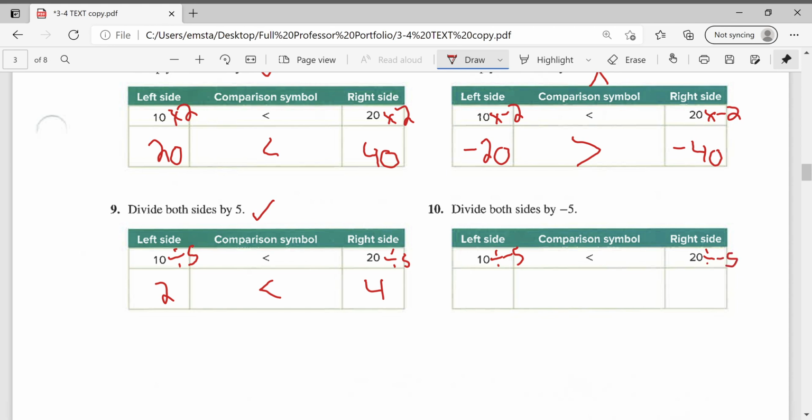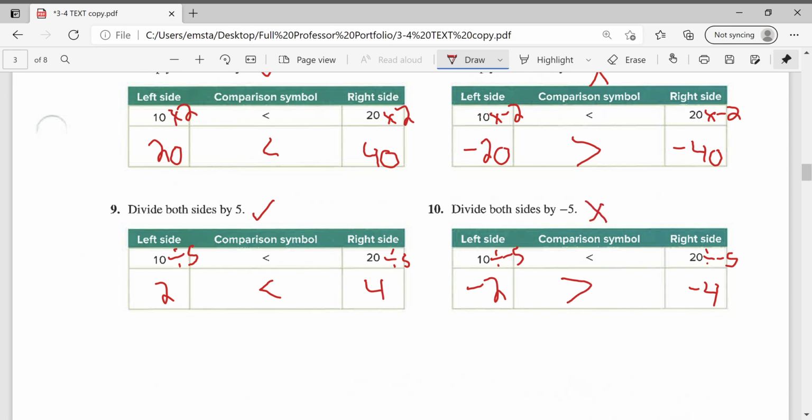$10 divided by -5 is -2. 20 divided by -5 is -4. Is -2 less than -4? Again, think in terms of that money. Would you rather owe me 2 or owe me 4? Uh-oh, you'd rather owe me 2, so I have to change the inequality.